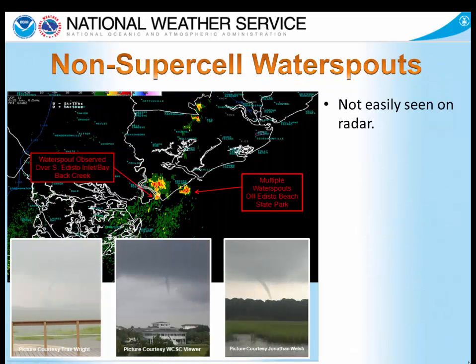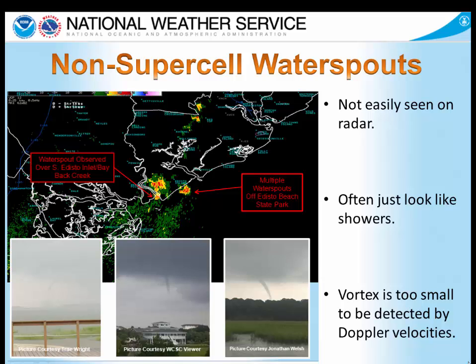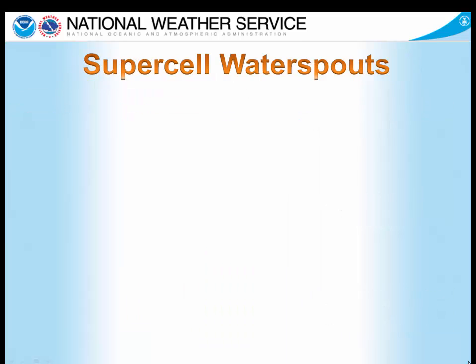Non-supercell waterspouts are a challenge to forecasters because they are not easily seen on the radar. Here's a radar image as well as several pictures taken a couple of summers ago. You can see several waterspouts in the pictures, but there's nothing really strong on the radar. In fact, often it just looks like another shower on the radar. In addition, the vortexes of these non-supercell waterspouts are too small to be detected by the Doppler velocity in Doppler radar.